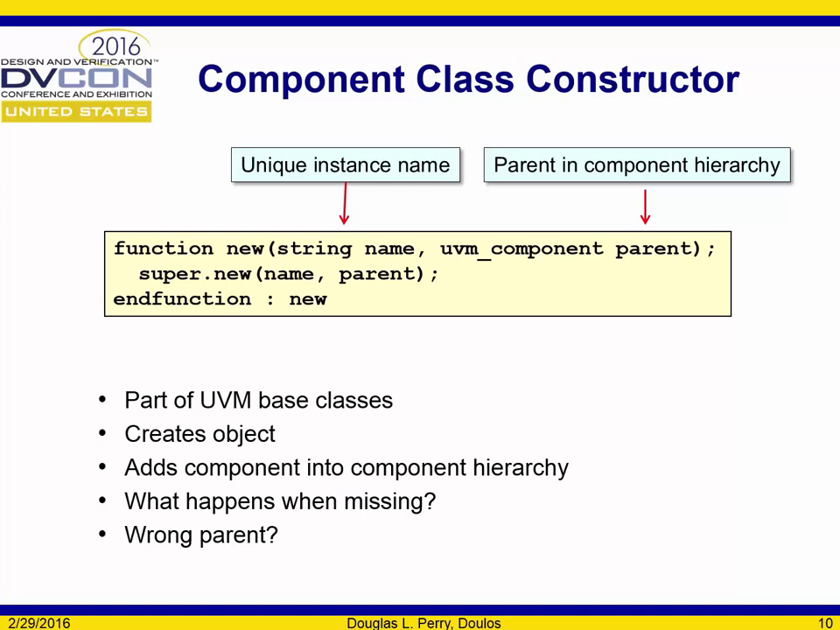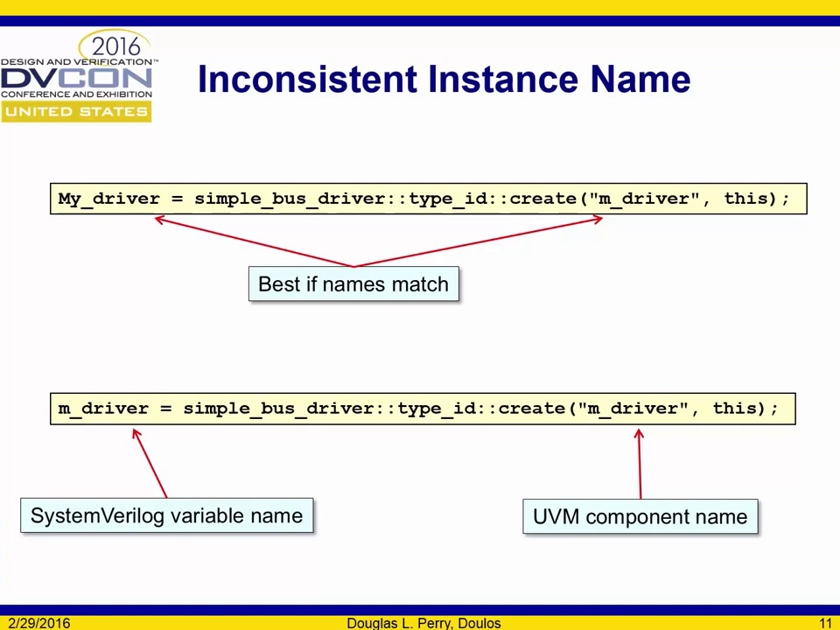You need, of course, a unique instance name being passed to it from a particular scope. And this should be the parent in the component hierarchy that's actually building this component. If you don't get those right, if you pass in the wrong parent, then you can get wrong instance names coming up in your reports. The other thing that I've seen is that some of the students don't take care of their instance naming properly. In general, it's best if this name matches this name.